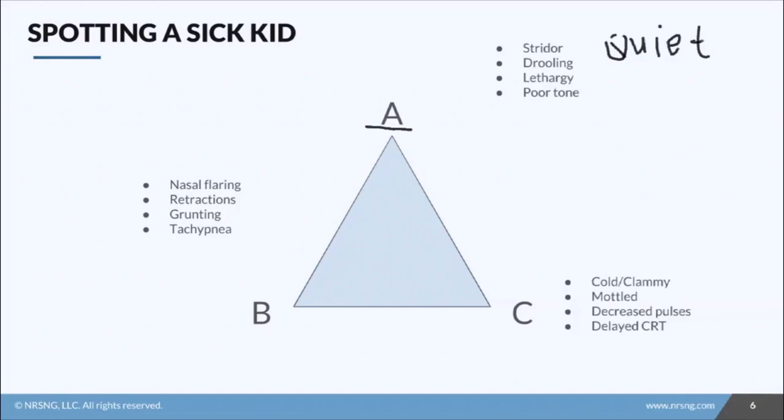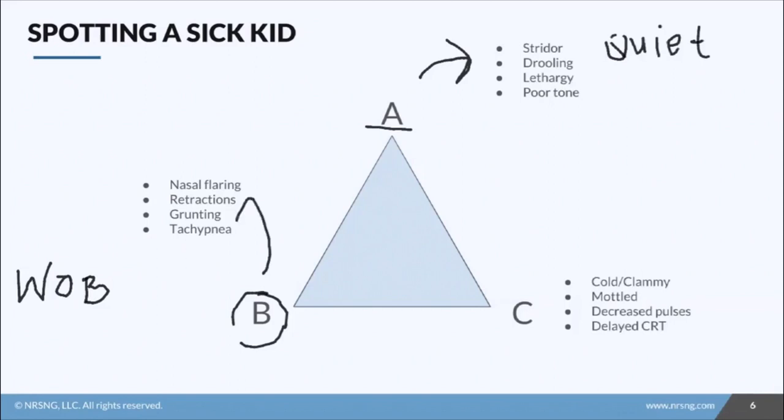Other red flags that you need to pay attention to for airway and appearance are stridor, drooling, lethargy, poor tone. All right, so let's talk about B. So B is breathing, and what you'll hear us talk about a lot in pediatrics is work of breathing. And all this means is how much effort a child is having to put in to moving air in and out. We know a kid is working really hard when we see nasal flaring, retractions, grunting, and an increased respiratory rate.